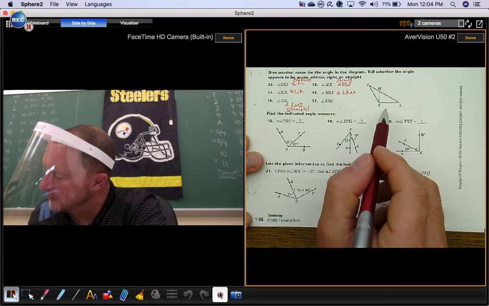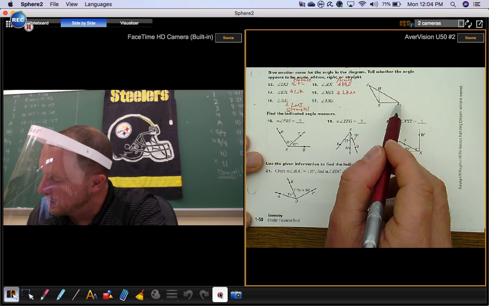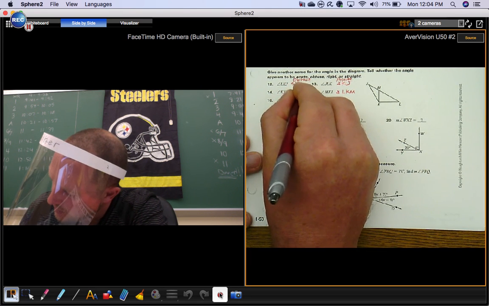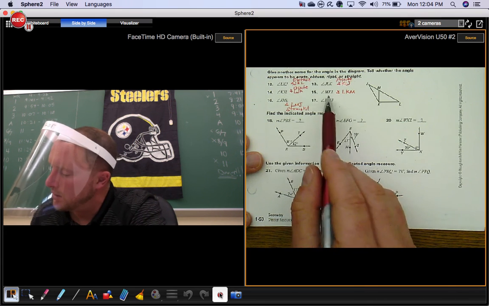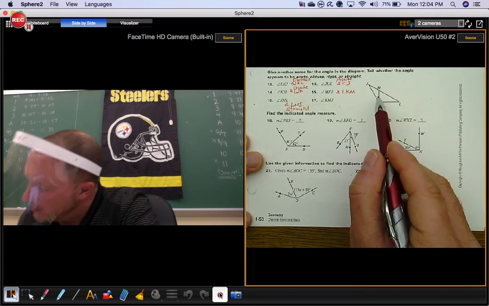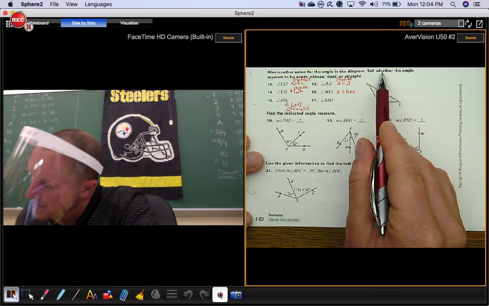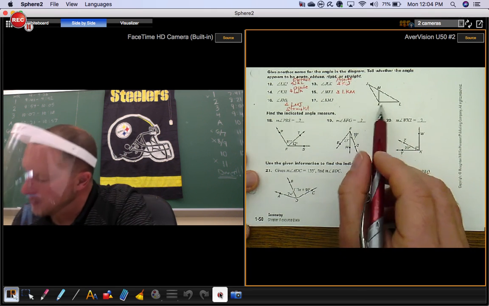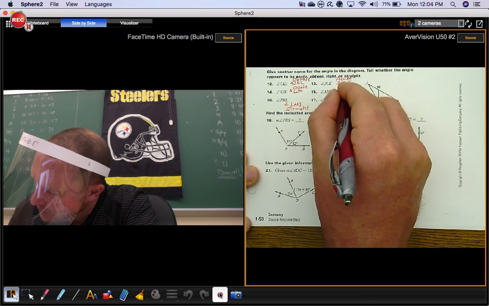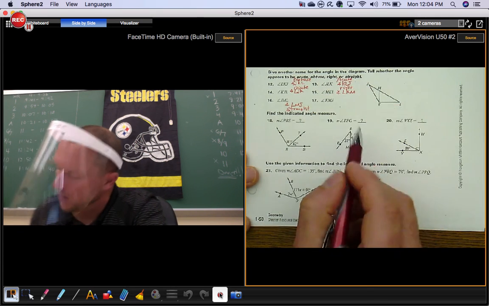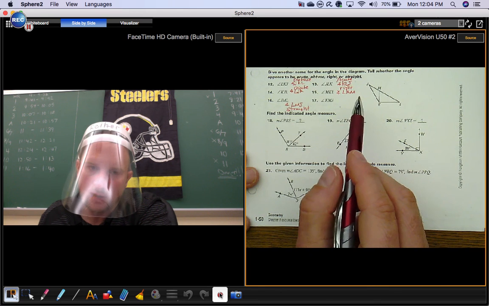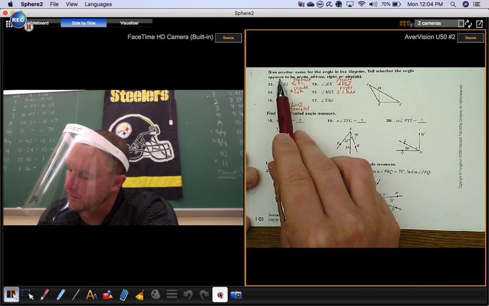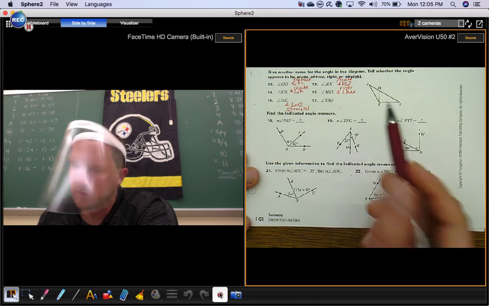Number 14, angle LJK. That's a little skinny one as well. That's acute. Angle MKL. It's asking whether it appears to be acute, obtuse, right, or straight. This one kind of looks like a right angle. Now, you could be 1 degree off and it won't be a right angle, so it's kind of important. But since it says appears, we're going to say it looks like a right angle.